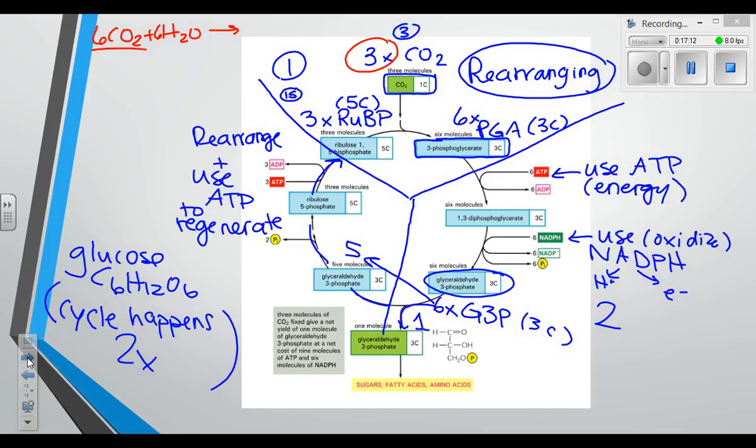and we would call this process regenerating. I'm regenerating RuBP. That was sort of the starting point of the cycle in the first place. But I take those 5 molecules that each have 3 carbons, and I use some energy, and I rearrange them so that now I have 3 molecules that have 5 carbons. Same number of carbons, they're just rearranged.